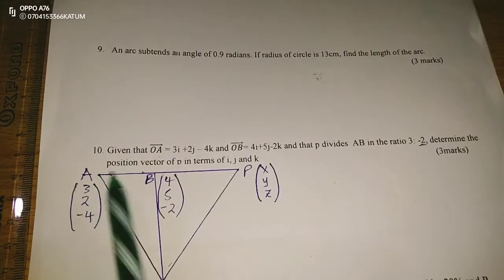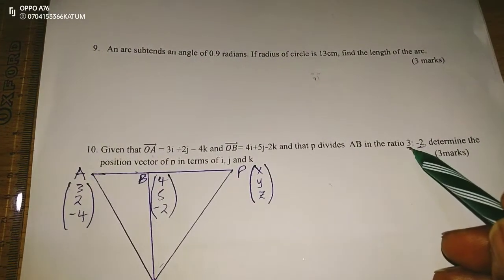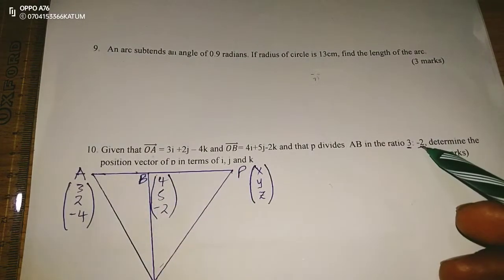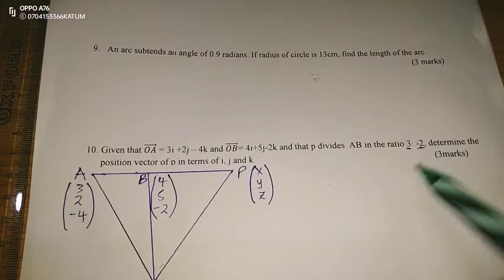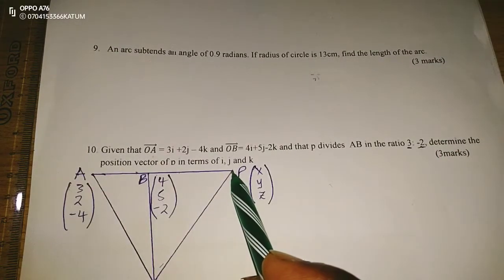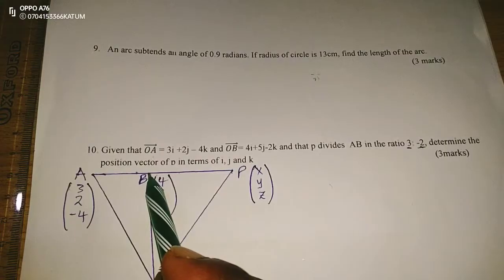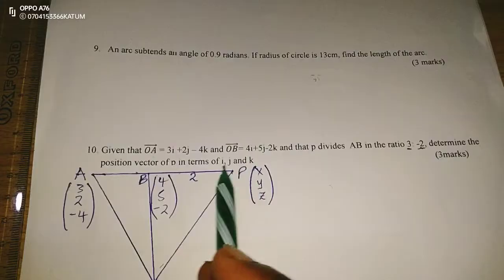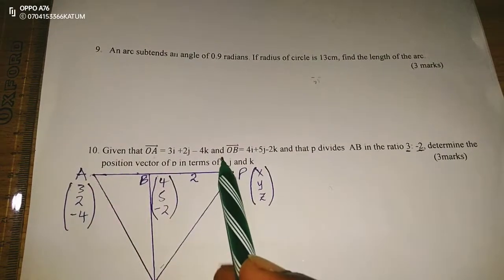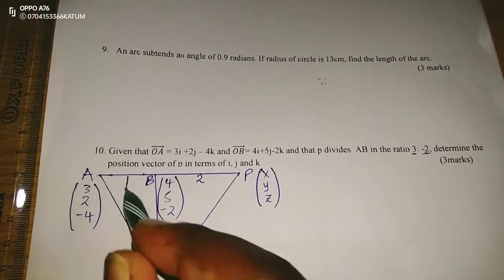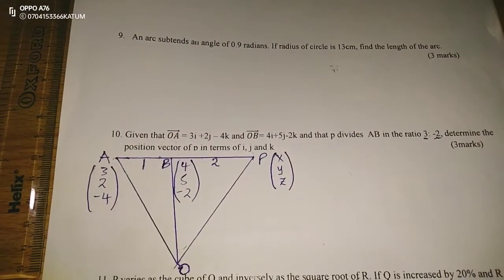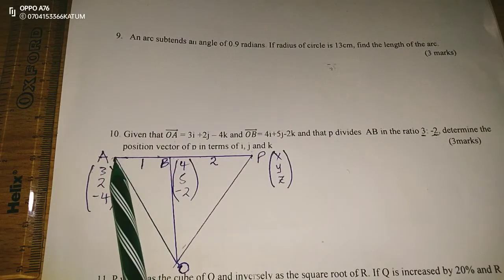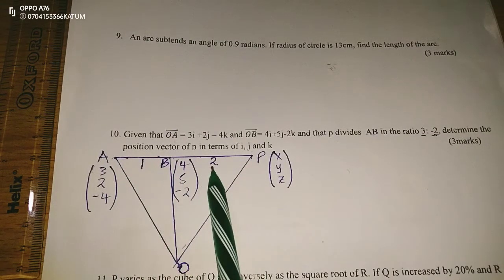So from A to where P is, we have 3 divisions. Then from P to where B is, backwards now, due to the negative sign, 2 divisions. So we have from A to P, 3 divisions, and from P back to B, we have 2 divisions. Now that we had 3 divisions up to P, it means we have remained with only 1 division. So now the ratio at which B divides AP is going to be 1:2.